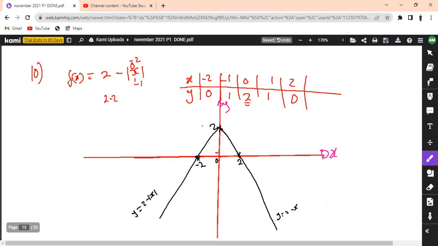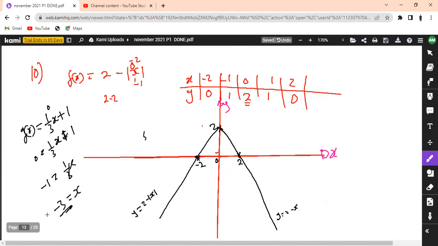Then the other part was actually a straight line, g(x), which is equal to a third x plus 1. So we can say when x is equal to 0, y is equal to 1. And when y is equal to 0, x is going to be what? -1 is equal to a third x. So if you cross multiply here, we are going to see that -3 is equal to x. So x is going to be -3. So this one cuts at -3 and 1. So it's going to be somewhere.